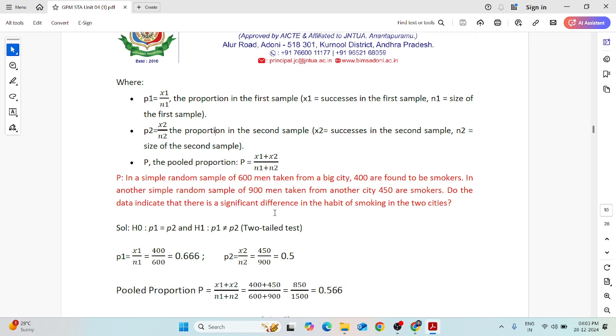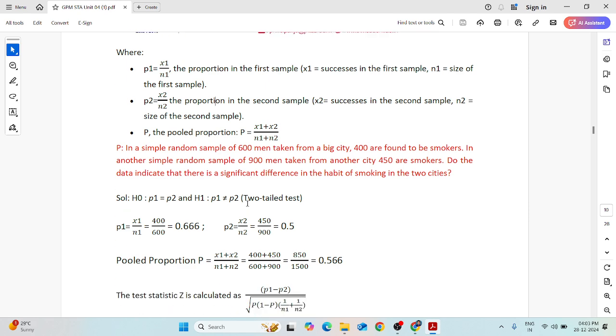By taking up a problem, here we have a simple problem based on the two-tailed test. A simple random sample of 600 men is taken from a big city, and 400 are found to be smokers. In another sample, out of 900, 450 are smokers. So out of 600, 400 are smokers. So the null hypothesis is P1 equals P2.